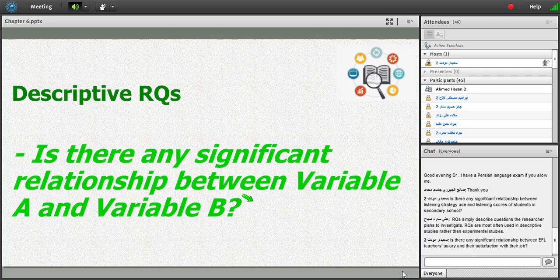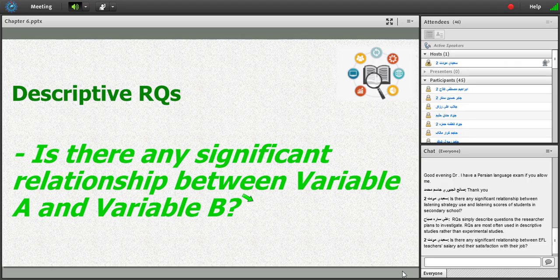Research questions simply describe questions the researcher plans to investigate, and are most often used in descriptive studies rather than experimental studies. Yes, if I'm right. But we also have research questions in experimental studies as well. Okay, we will see that in some experimental studies, we have research questions. But it is right that they are the questions that we want to investigate. They show the purpose of the study, as I said.